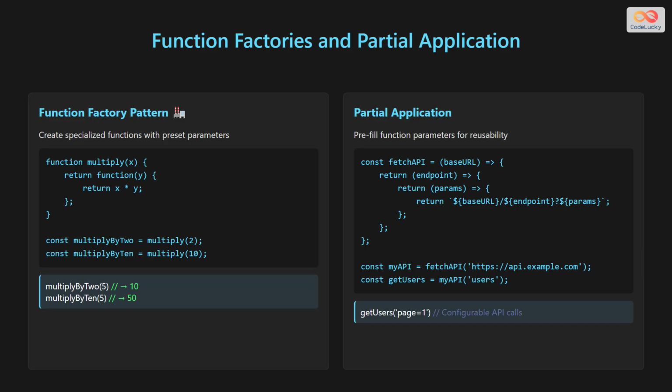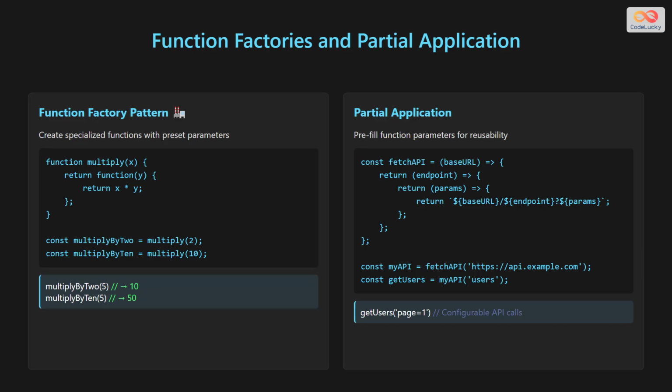This example shows a multiply function that accepts a parameter x and returns a function. The returned function accepts a parameter y and returns the product of x and y. We can now use this function factory to create specialized functions such as multiply by 2 or multiply by 10. Here we are fixing one parameter and allowing the second parameter to be passed at a later time. This is also called partial application, where we pre-fill some of a function's parameters.